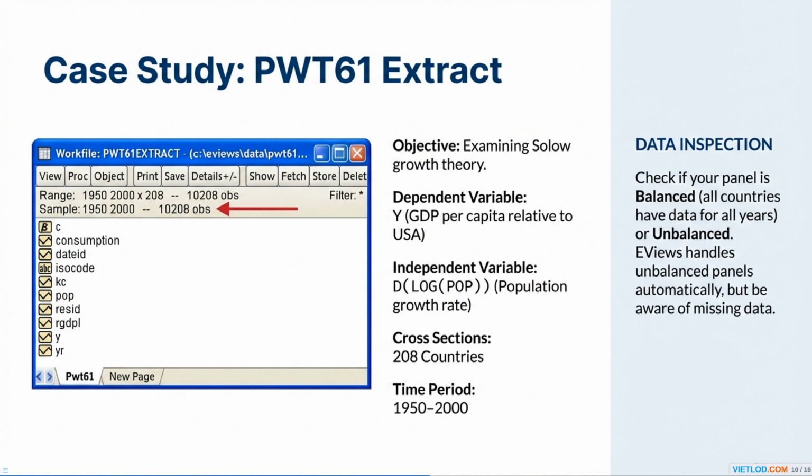This slide introduces our case study using the Penn World Table 6.1 extract. Our objective is to examine the Solow growth theory within a panel data framework. The dependent variable for our analysis is GDP per capita relative to the USA, denoted as Y. For our independent variable, we will be using the population growth rate, specified as the first difference of the log of population, d log pop. The dataset covers 208 countries over the period from 1950 to 2000, forming an unbalanced panel.